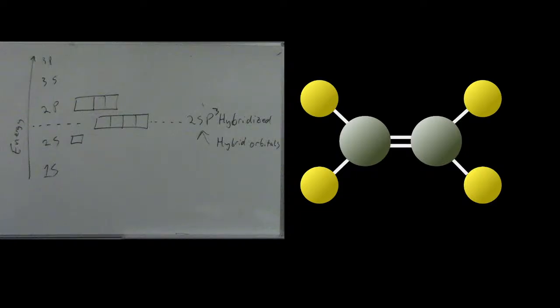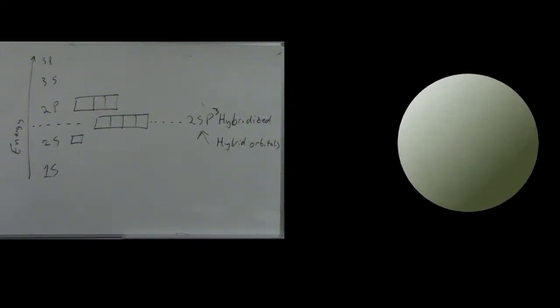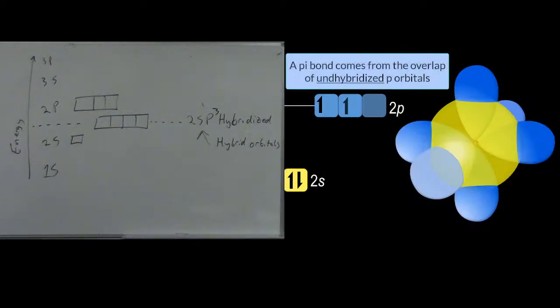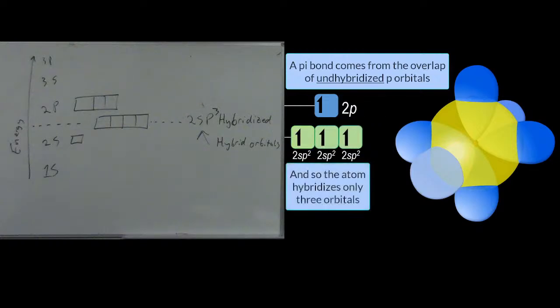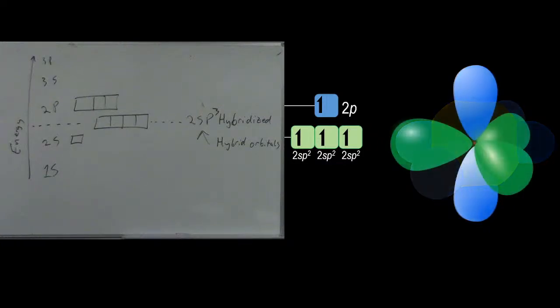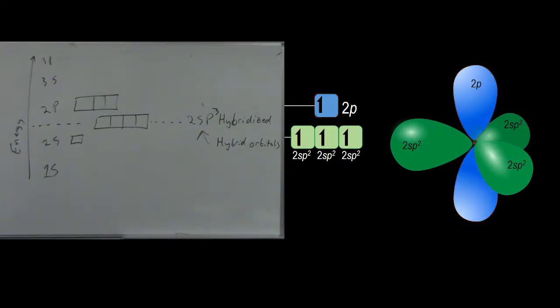The 2 carbon atoms in ethane are equivalent, so let's look at one of the carbon atoms first. A pi bond comes from the overlap of unhybridized p orbitals, and so the atom hybridizes only 3 orbitals, leaving a p orbital unhybridized for the pi bond. The hybrid orbital is called 2sp2, the superscript 2 denoting that only 2 2p orbitals have contributed to the hybridization. The 2sp2 hybrid orbitals exist in a plane perpendicular to the unhybridized 2p orbital.